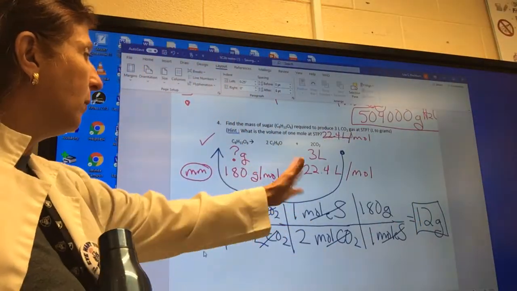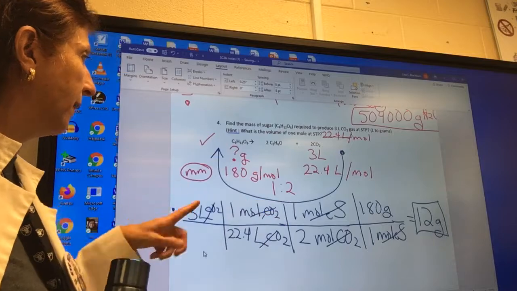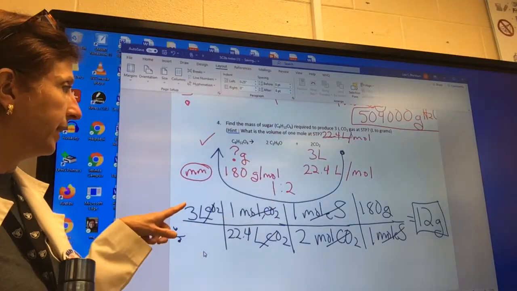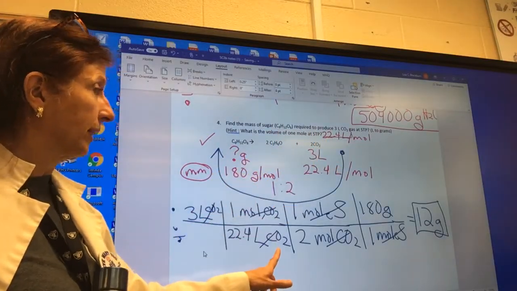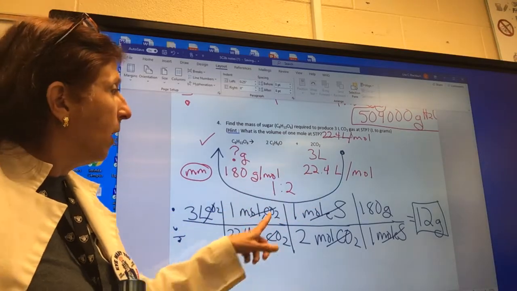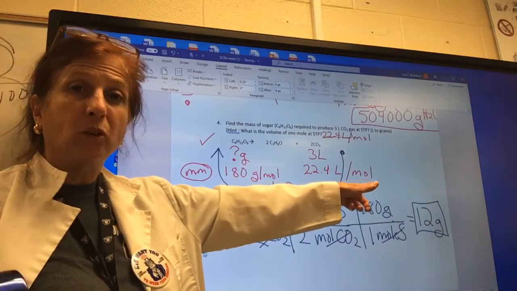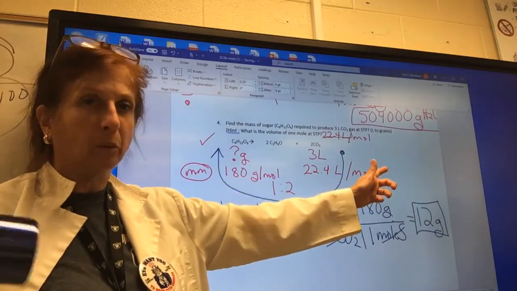Okay, so now we've got our thing. We make our U from what we know to what we don't know. We start with what we know, 3 liters. We put in the denominator liters of carbon dioxide, and the number that goes with it is 22.4. What goes in the numerator is 1 mole. 1 is understood. We have to be cool like math. They have understood 1, so we want them too.